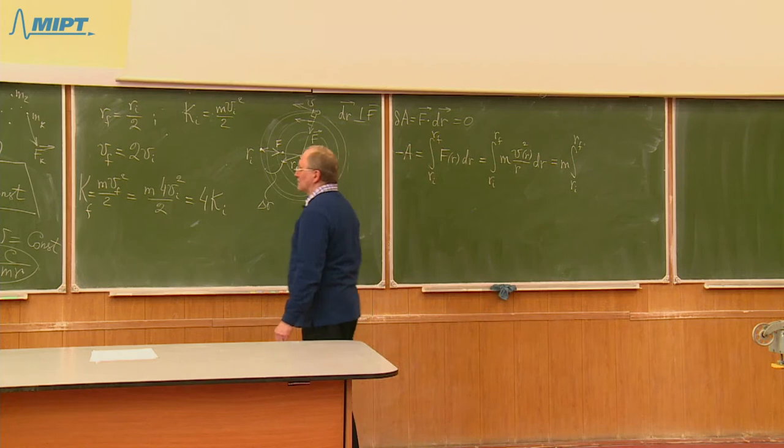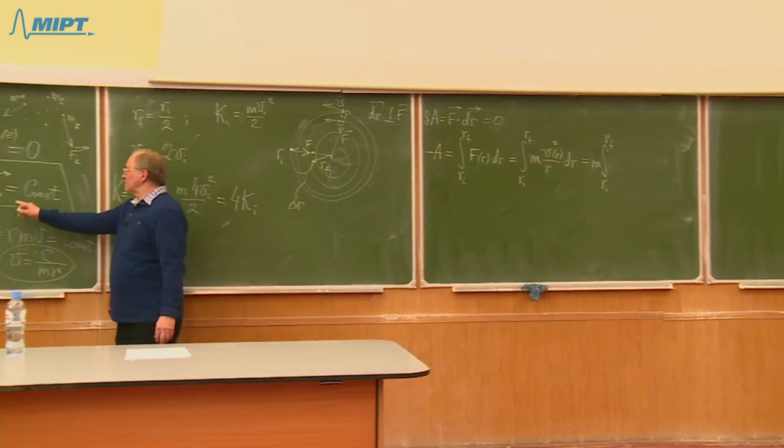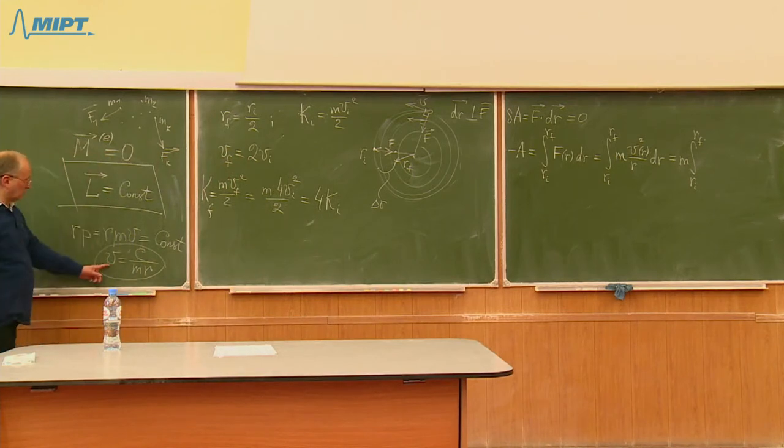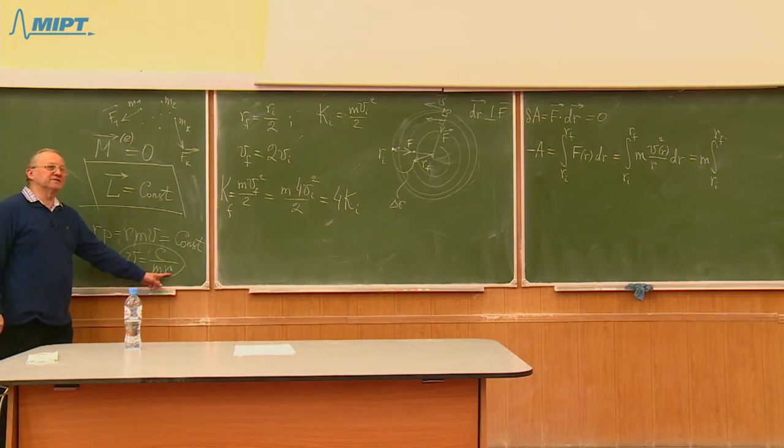How can we calculate velocity? According to the law of conservation of momentum, look at this formula. Velocity is inversely proportional to radius. And I will take exactly this formula to calculate the velocity as a function of radius. That's what I need in this integration.